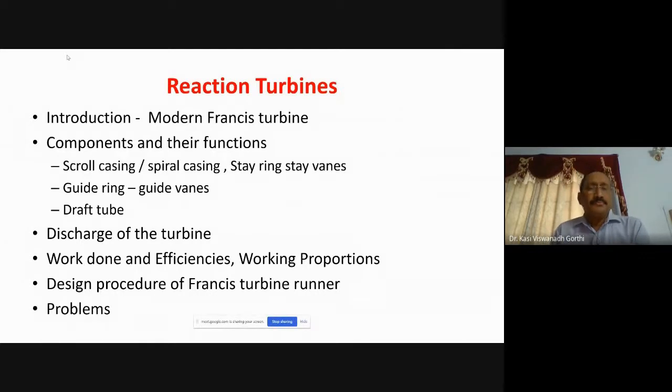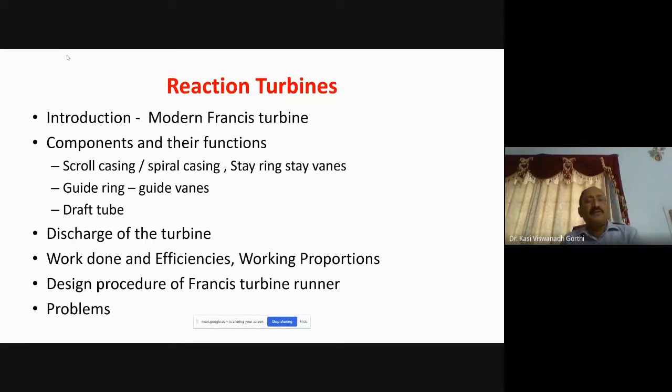Reaction turbine. One example is the modern Francis turbine, as I told you. So what are the various components of this modern Francis turbine? Their functions: scroll casing, spiral casing, stay vanes, their functions, guide ring, guide vanes and their functions, and a draft tube is provided. Why is this draft tube provided for these reaction type turbines, or the modern Francis turbine in particular? Why not for the impulse type turbines? That also we will see.